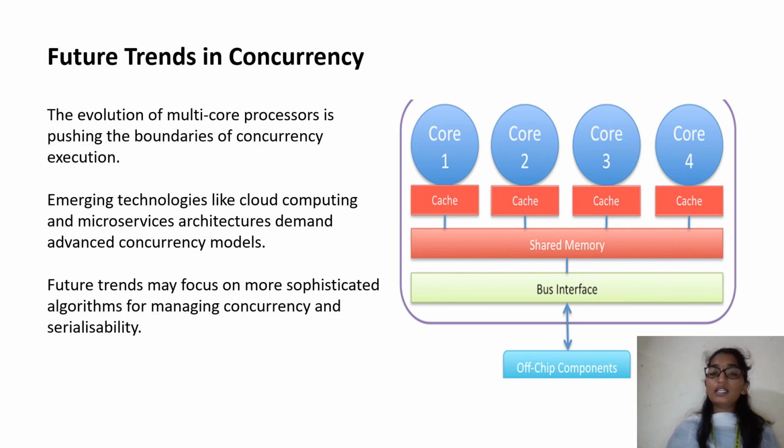Here, if we observe this diagram, there are four cores. All four are cache. These four cores are attached to shared memory, and this shared memory is attached to the bus interface.